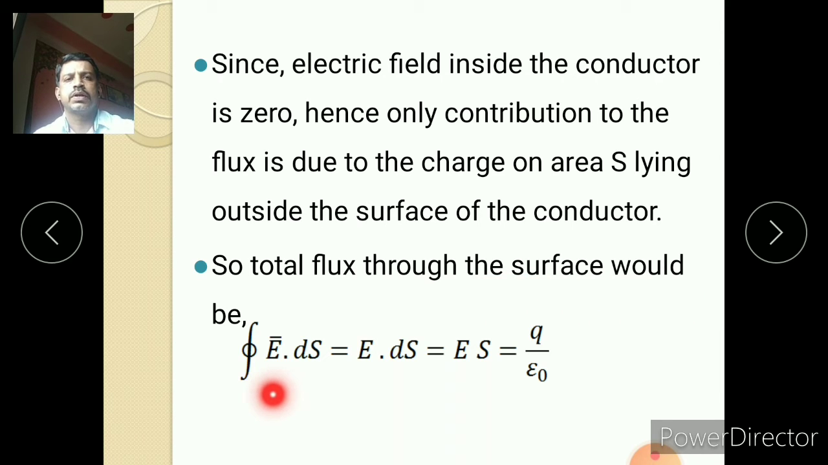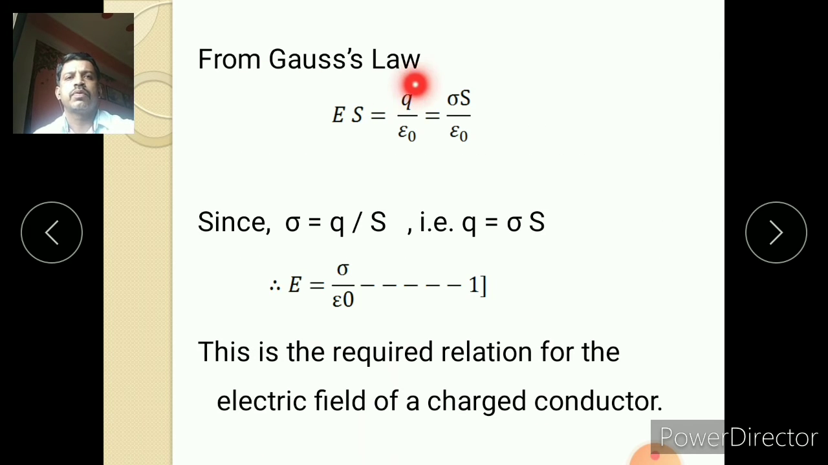the surface integral over the closed surface of E·dS equals E dS, equals ES, equals phi upon epsilon 0. From Gauss law, E into S is equal to Q upon epsilon 0, which is equal to sigma S upon epsilon 0, since sigma equals Q by S, that is, Q equals sigma S. Therefore, E is equal to sigma upon epsilon 0. This is the required relation for the electric field of a charged conductor.